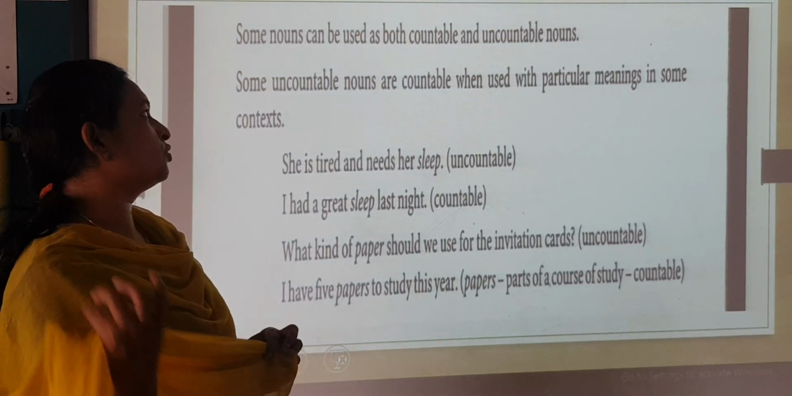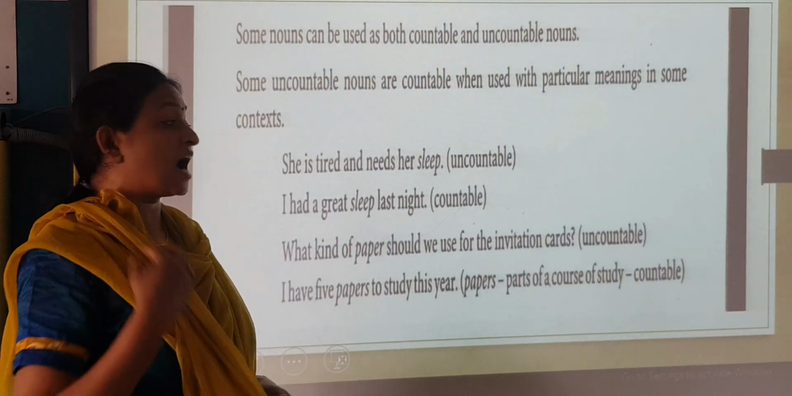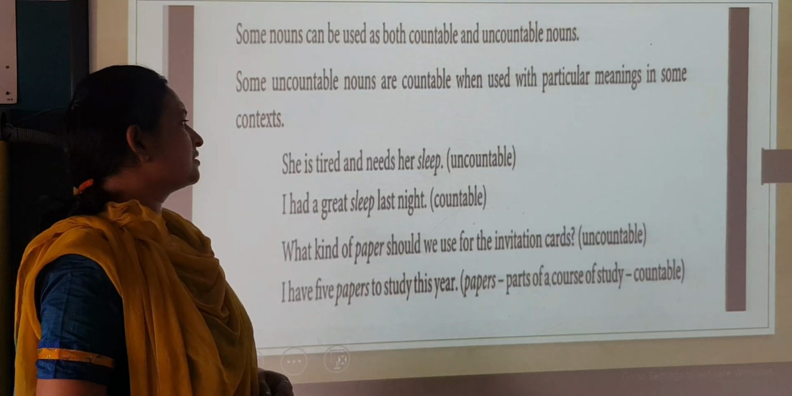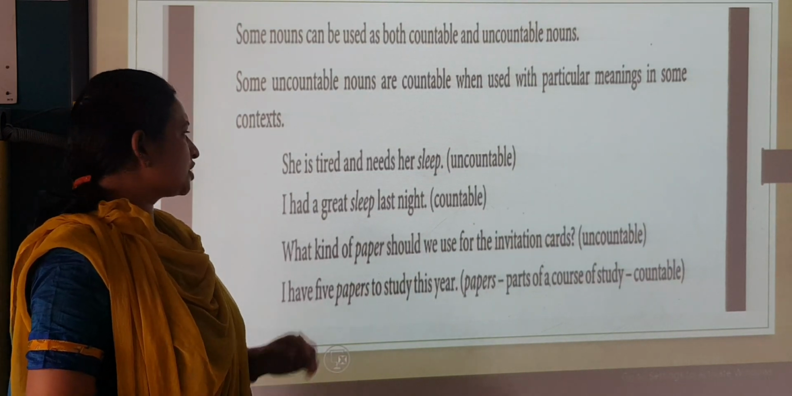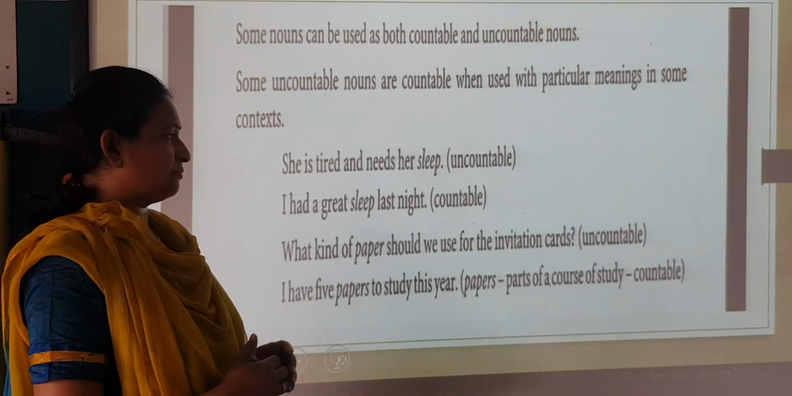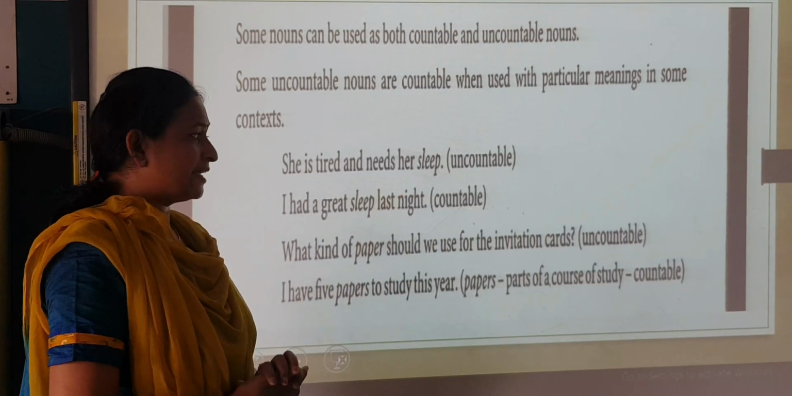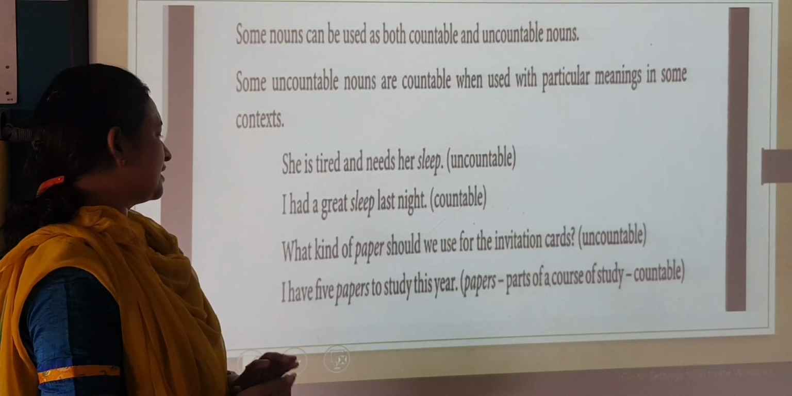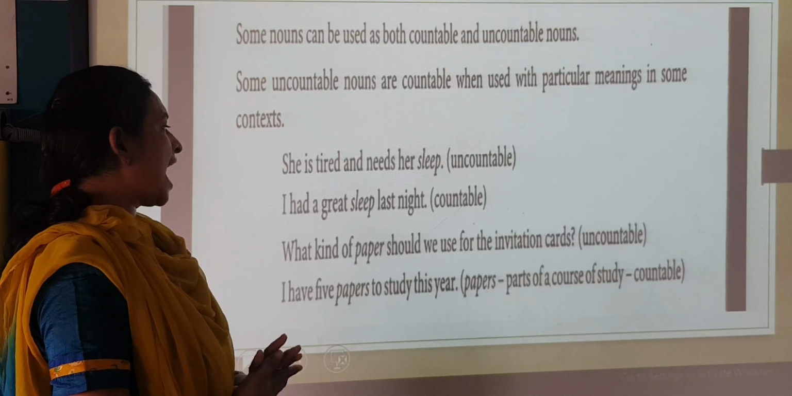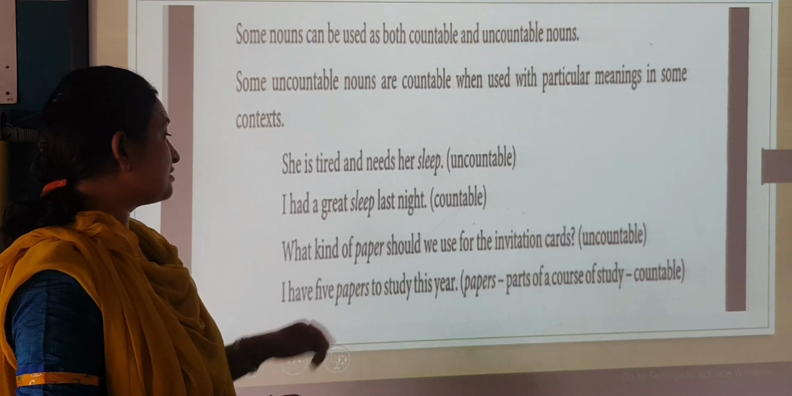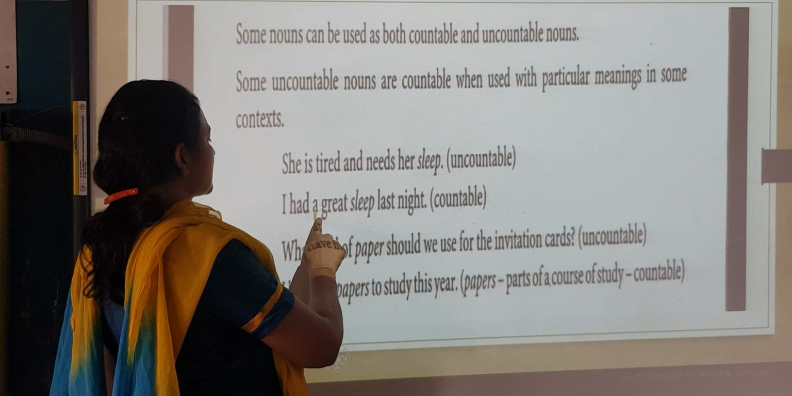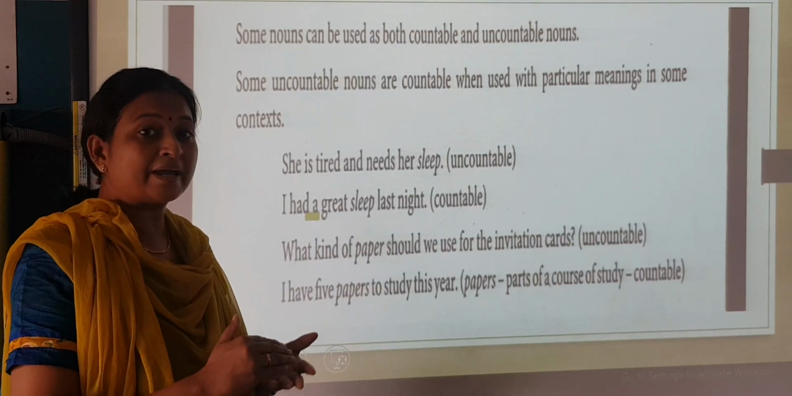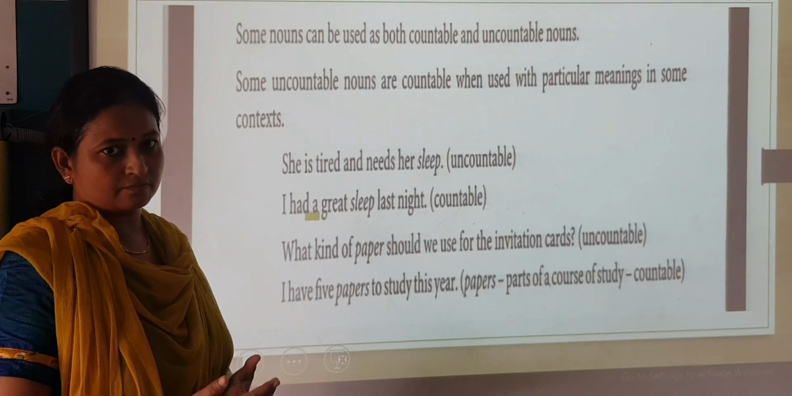Some nouns can be used as both countable as well as uncountable. For example, she is tired and needs her sleep. Now, in this case, sleep is uncountable. But see this sentence now: I had a great sleep last night. Just because we are using this article A, we are making this sleep countable. So it depends on the formation of the sentence.